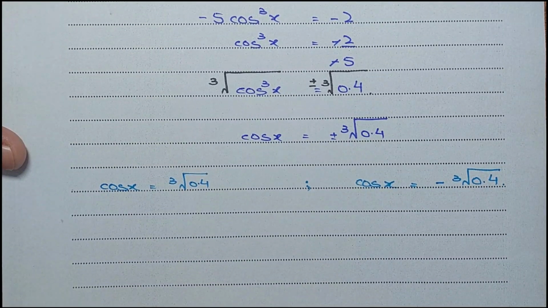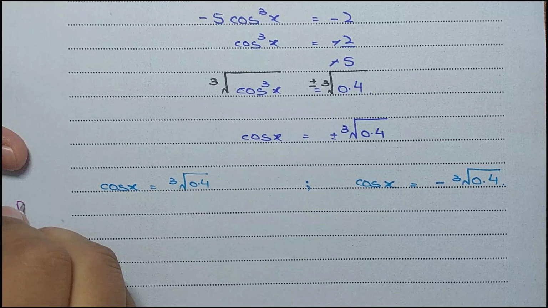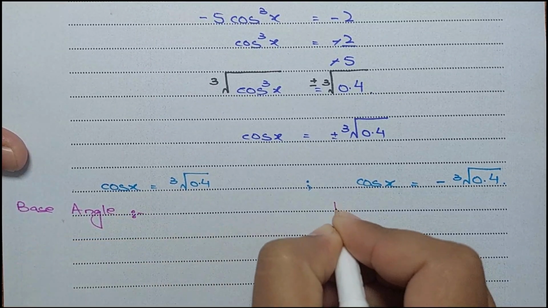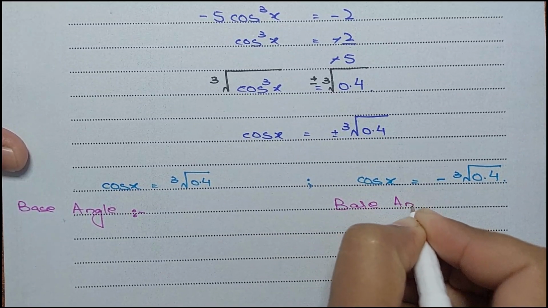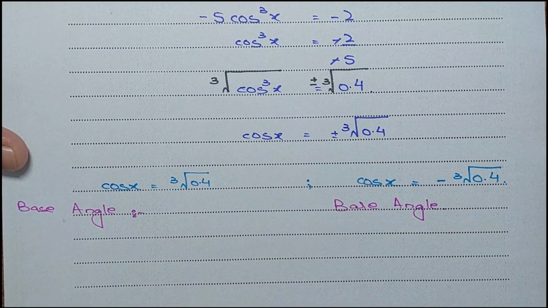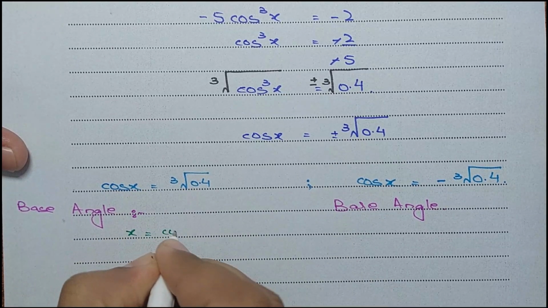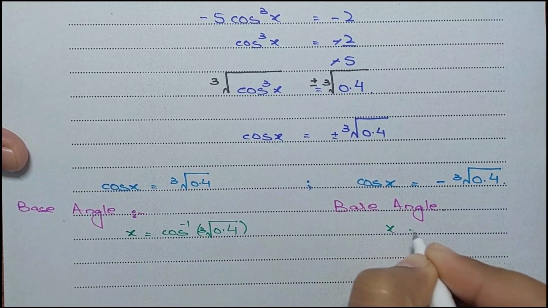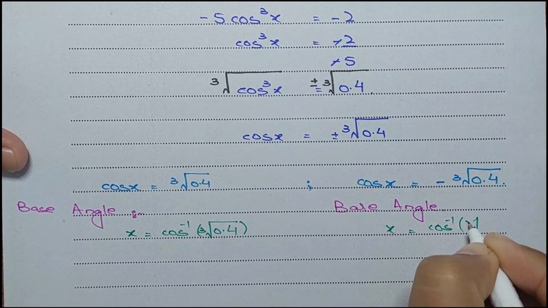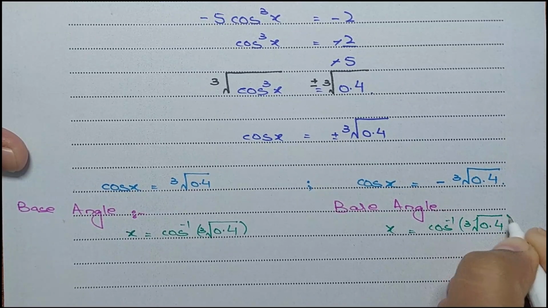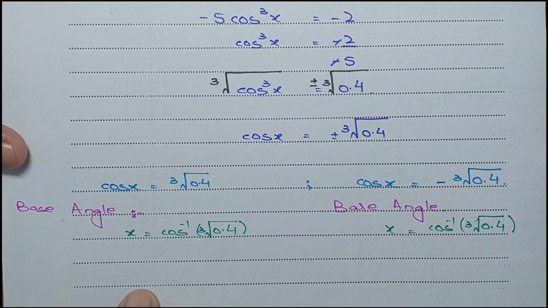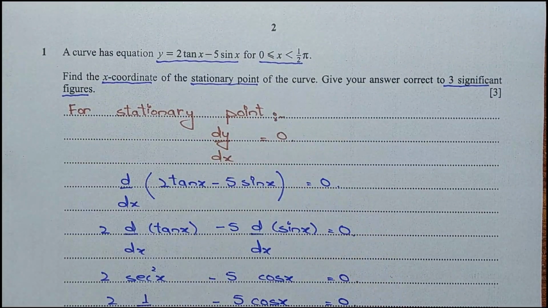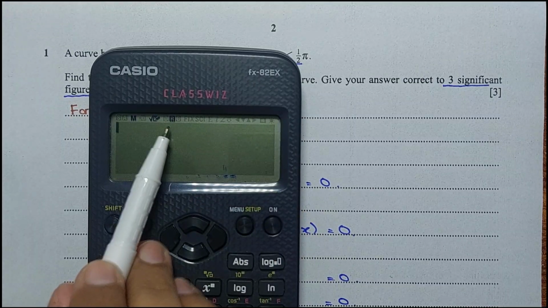Now the first thing is to find the base angle. To get the base angle, we say x equals cos inverse of cube root of 0.4. Whenever we are finding base angles, we are not considering the negative signs. Now the domain we have is from 0 to pi by 2, which means radians, so your calculator must be in radians.